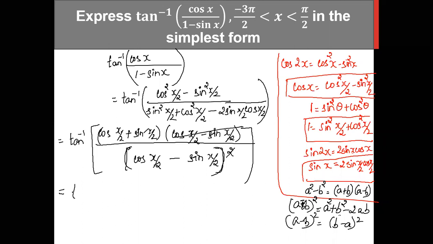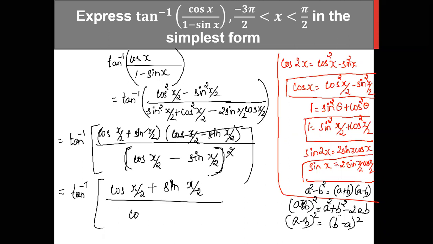So what am I left with? It is tan inverse of cos x by 2 plus sin x by 2 divided by cos x by 2 minus sin x by 2. Here there was a square and one factor is cancelling, so we are left with one more. So it is cos x by 2 plus sin x by 2 divided by cos x by 2 minus sin x by 2.